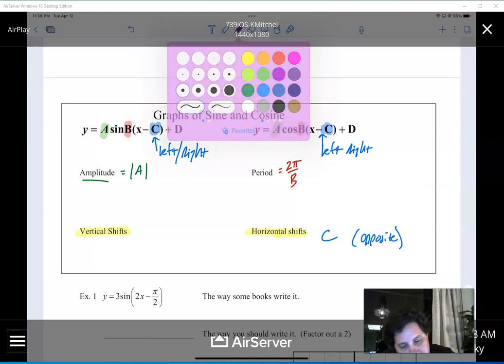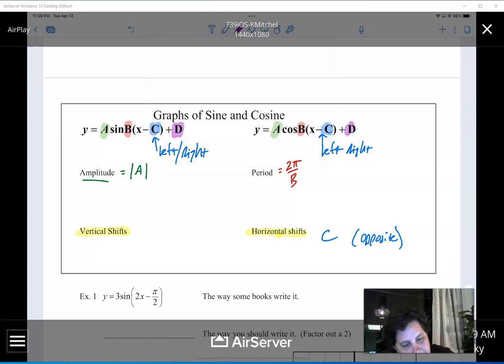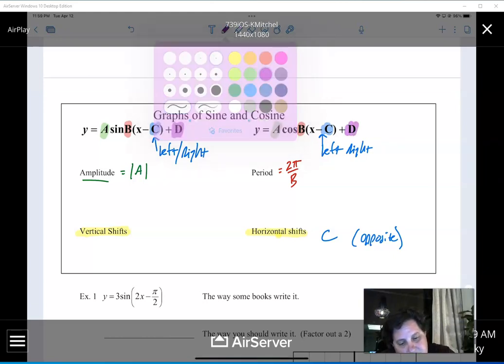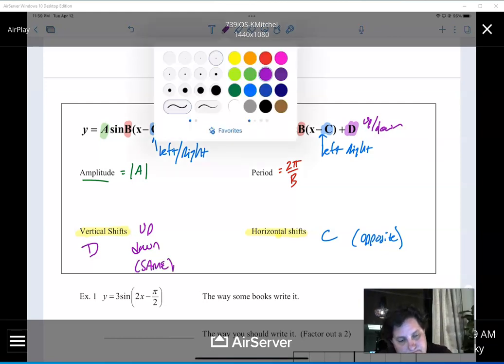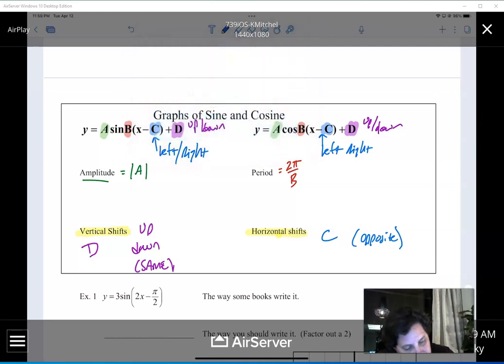And then we have D out here, which represents our up-down shift. Same on both, okay? Basically, if it's positive, it's up. If it's negative, it's down. So that's represented by the letter D in my picture. And this one is the same. We do not do opposite. Okay? I didn't write left, right on here.